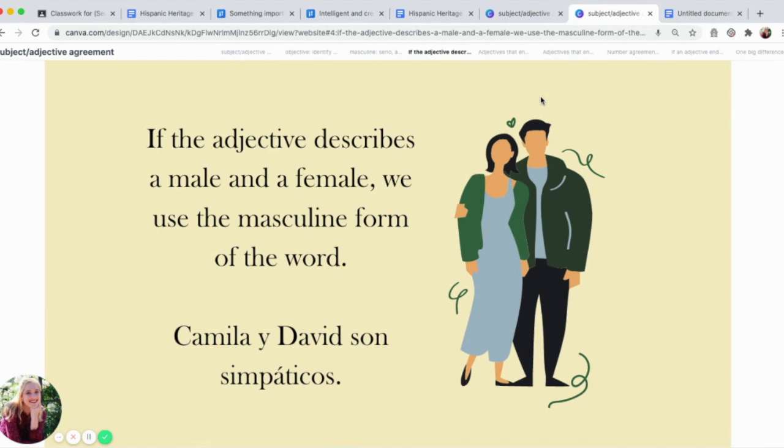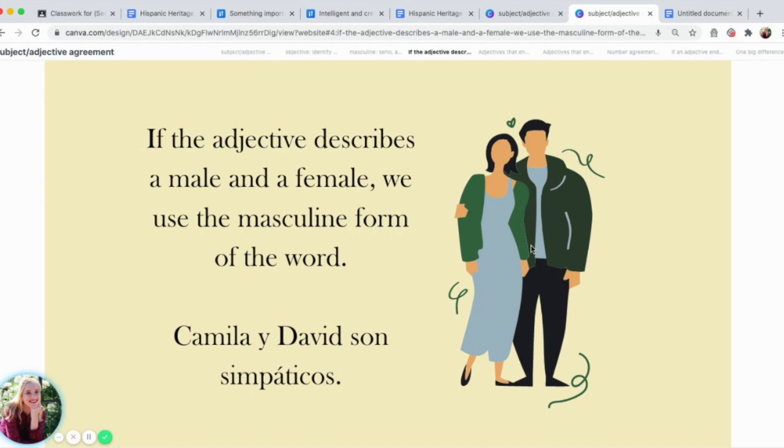If you are describing a male and a female, we use the masculine form of the word. Here's why. Spanish is a patriarchal language. I don't know how many of you have heard of the word patriarchy. Give me either a yes or no in the chat. Have you heard of the word patriarchy? Do you know what that means? Or patriarchal? Anyone? I heard it, but I don't know what it means. Okay, so it means male dominated.